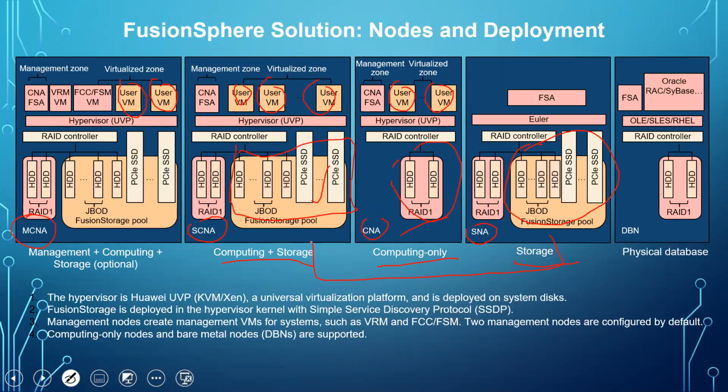SNA nodes all contribute to the distributed storage. So it must have the storage available to contribute to the distributed storage. In this node, we cannot create VMs. As we can see, there is no user VM here. So it will act as a storage node only.